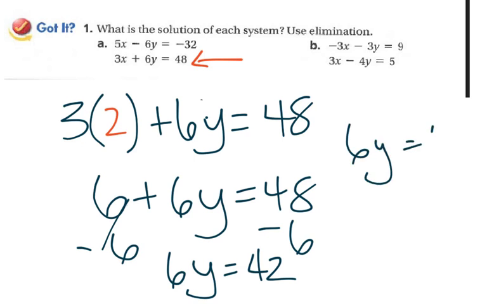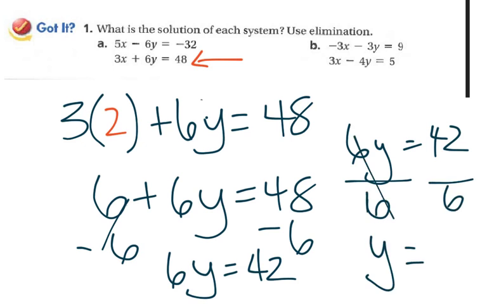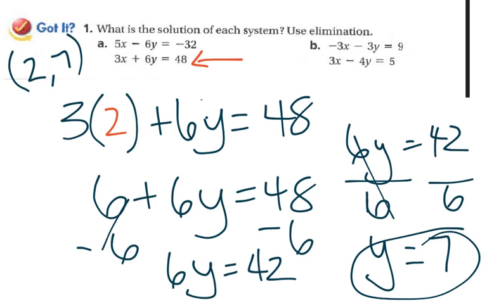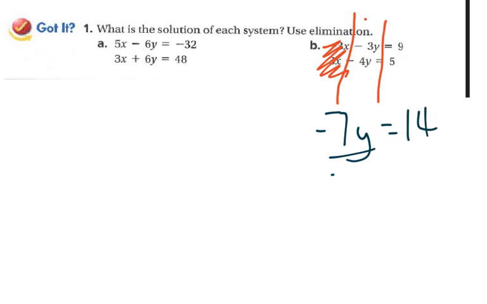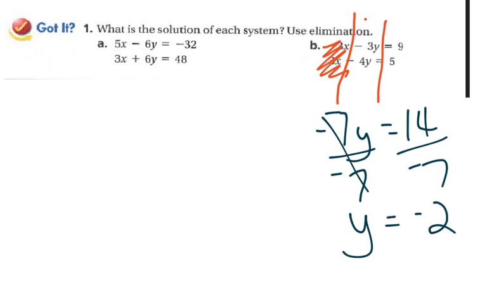But I'll show you the work. If I divide both sides by 6, 42 divided by 6 is 7. So I know my solution is 2, 7. So if you got 2, 7 for A, good job. Let's do B. If I add my columns, then the x's will go away, and I'll get negative 7y equals 14. If I divide both sides by negative 7 to get rid of it, then I'll get y equals negative 2.